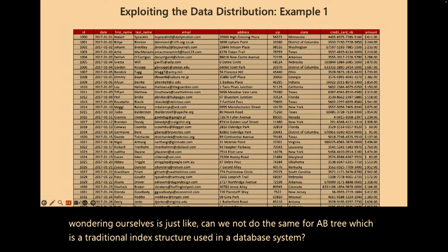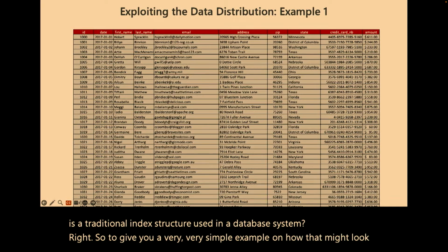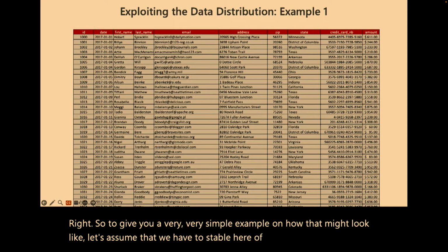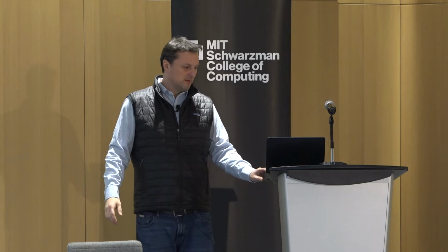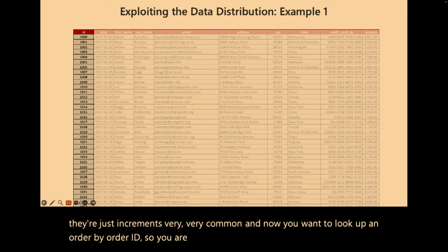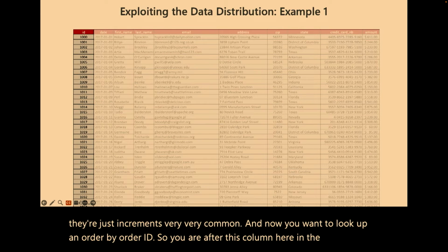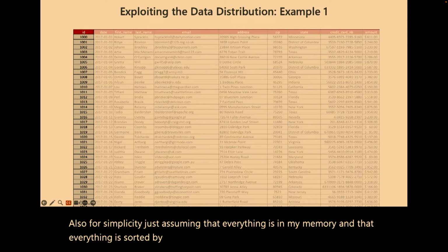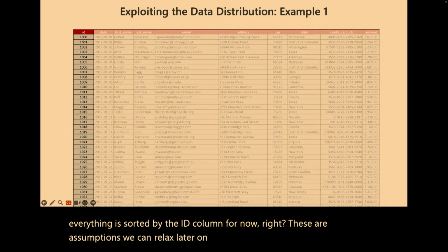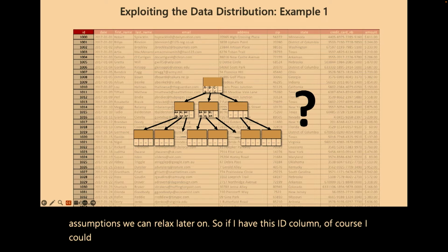So to give you a very, very simple example of how that might look, let's assume we have this table here of orders. There's an order ID, they're just increments, very, very common. And now you want to look up an order by order ID, so you're after this column here in the beginning. Also for simplicity, just assume that everything is in memory and that everything is sorted by the ID column for now. These are assumptions we can relax later on. So if I have this ID column, of course I could now create a B tree over it to look the right ID up. And this is actually what most transactional systems would do nowadays.